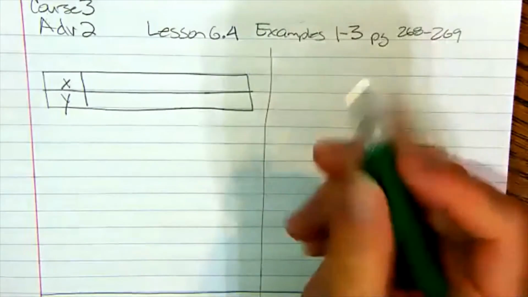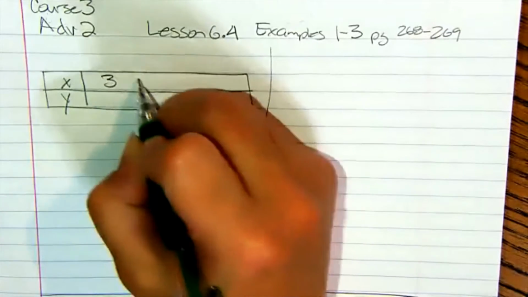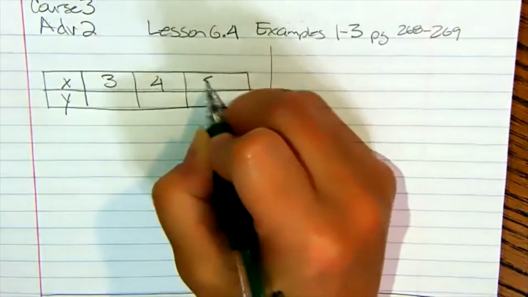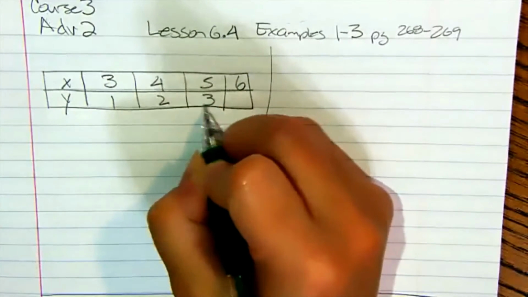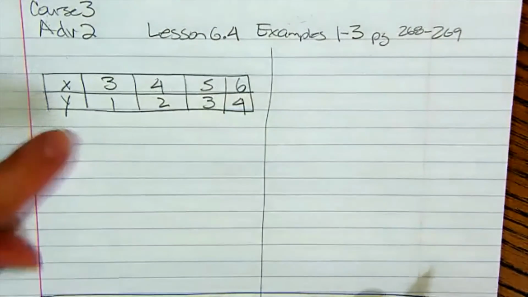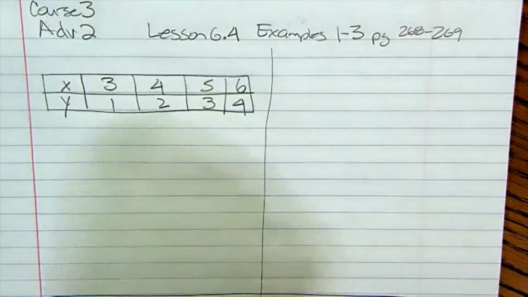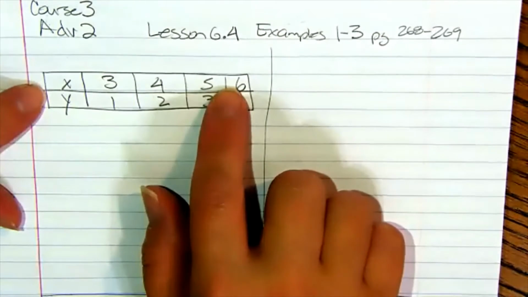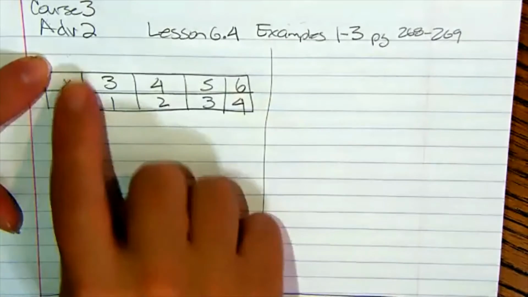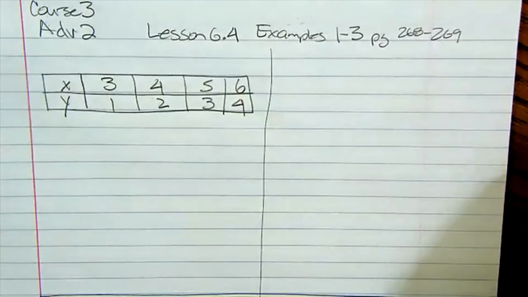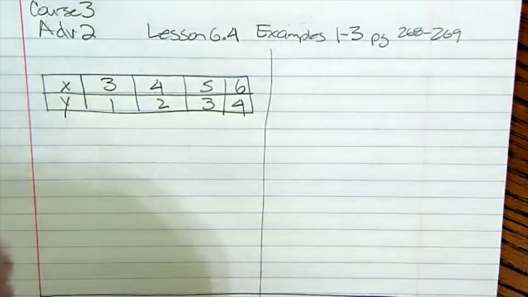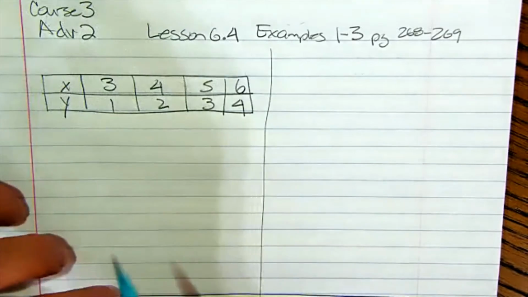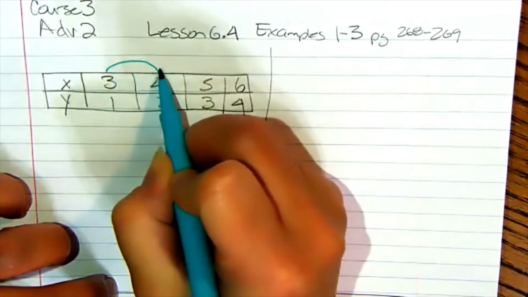So the book will give us a table that looks like this: x is 3, 4, 5, 6 and y is 1, 2, 3, 4. In this case, the table is horizontal, but it can also be vertical. To determine whether this table is linear or not, we want to know, is it a linear function or not? We need to look for patterns.